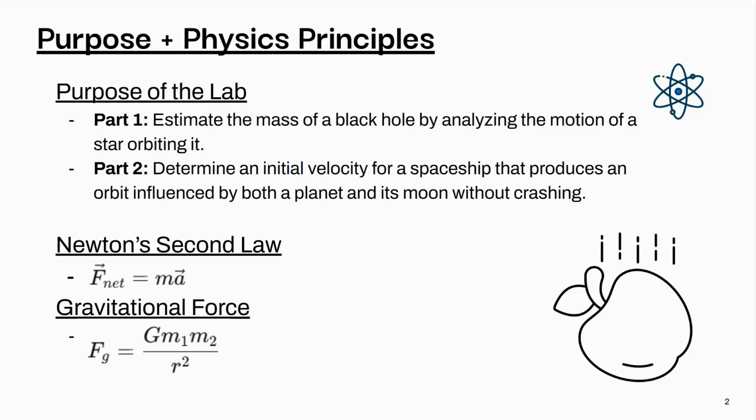Two important physics principles are used. The first is Newton's second law, which states that the net force on an object equals the rate of change of its momentum. The second is Newton's law of universal gravitation, which describes the gravitational force between two objects based on their masses and the distance between them. These principles allow us to understand how gravitational force produces orbital motion.